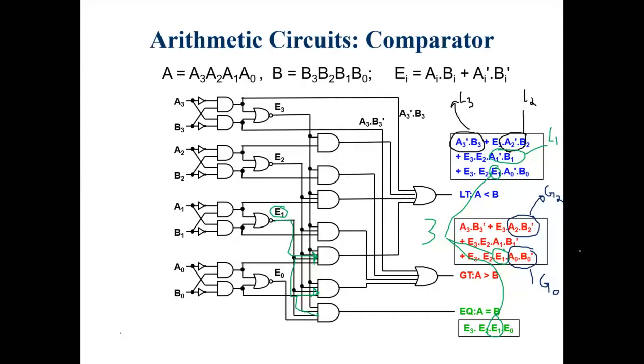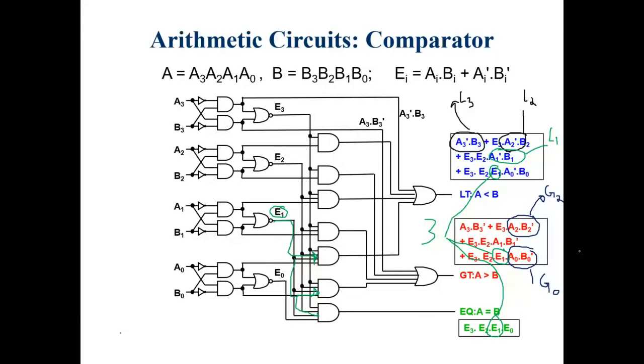Okay, what we did, we expanded all the expressions. We expanded all the expressions for LT. So this is now the expression for LT. This is now the expression for GT, and we already expanded it. And what is EQ? EQ is equal to B E3, E2, E1, and E0.